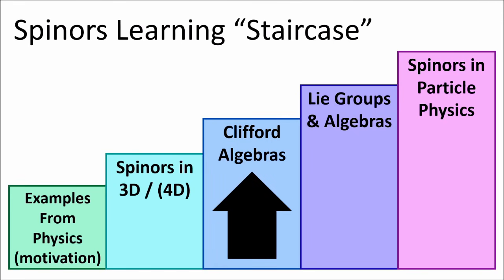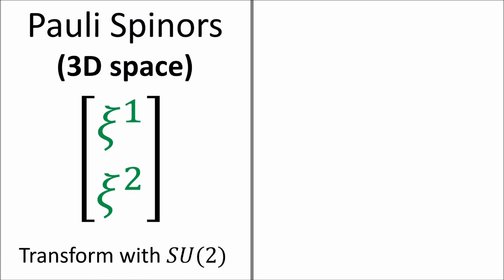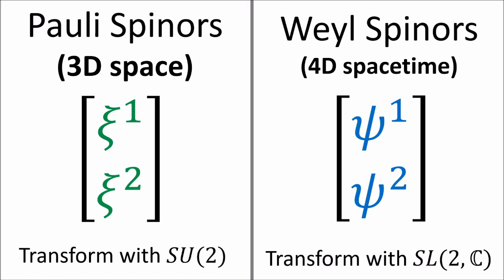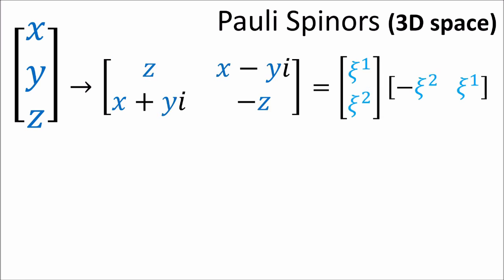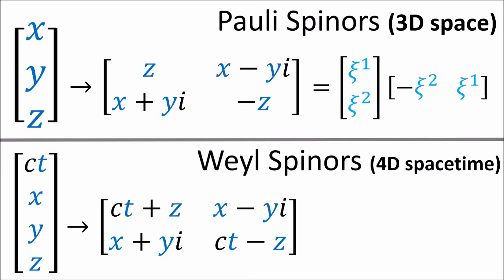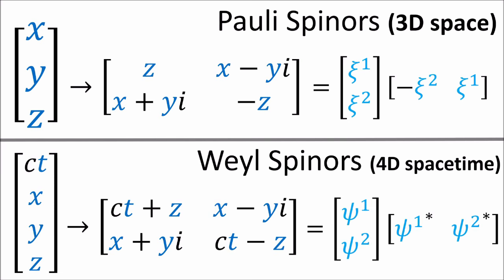In this video, we're going to introduce Clifford algebras, also called geometric algebras, for understanding spinors. So far in this series, we've looked at spinors in 3 dimensions, called Pauli spinors, and spinors in 4-dimensional space-time, called Weyl spinors. We came across these Pauli spinors and Weyl spinors almost by accident, by rewriting 3D and 4D vectors as 2x2 matrices, and finding that we could factor them into a pair of spinors.